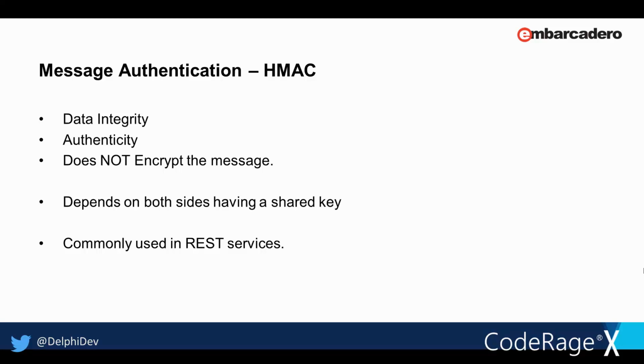HMAC is basically a hashed version of that. It provides data integrity, so a given message has not changed. It also provides authenticity: the message is from a source that knows the shared key. HMAC, however, does not encrypt the message, so that data needs to be secured by another mechanism, with encryption, before signing it with, say, an HMAC algorithm.